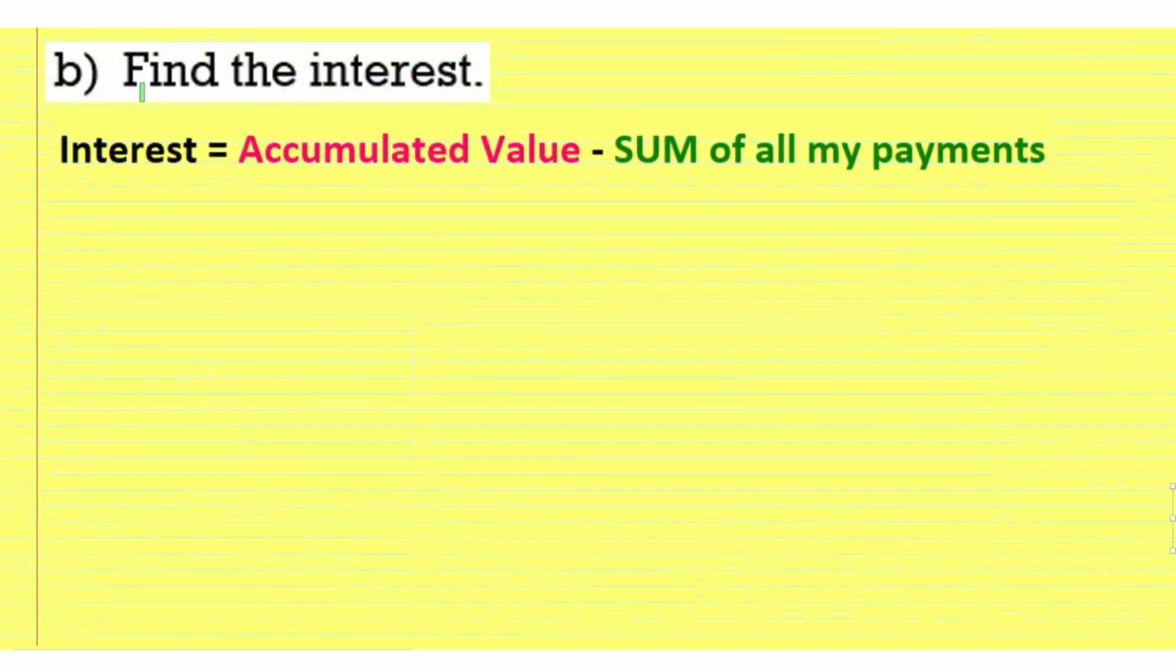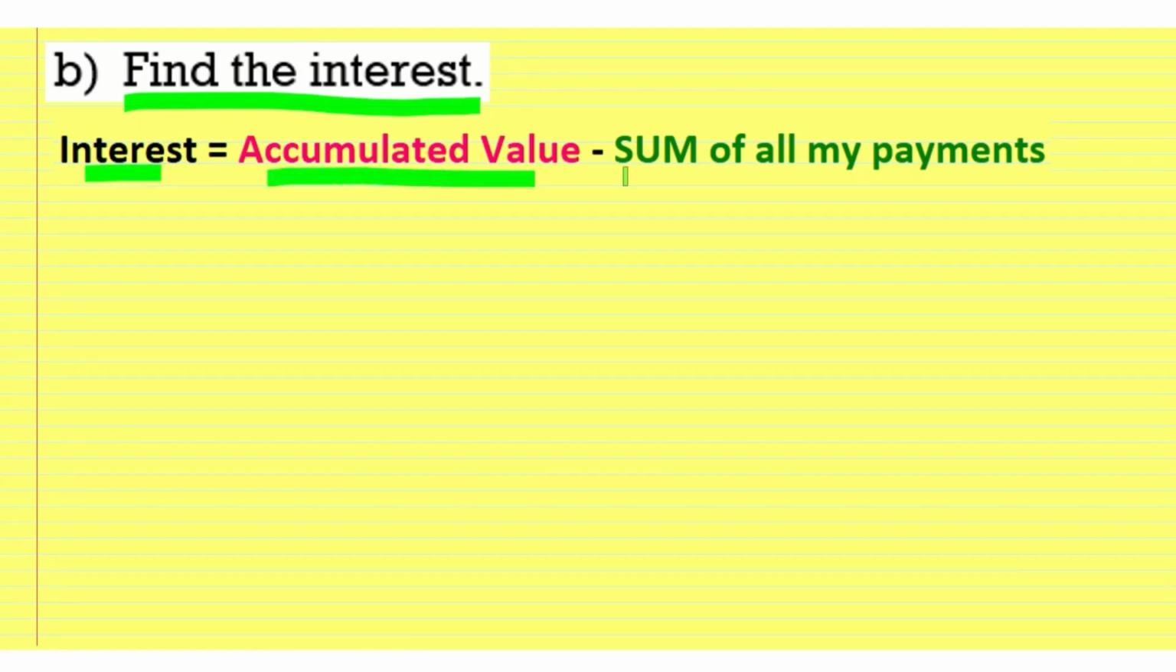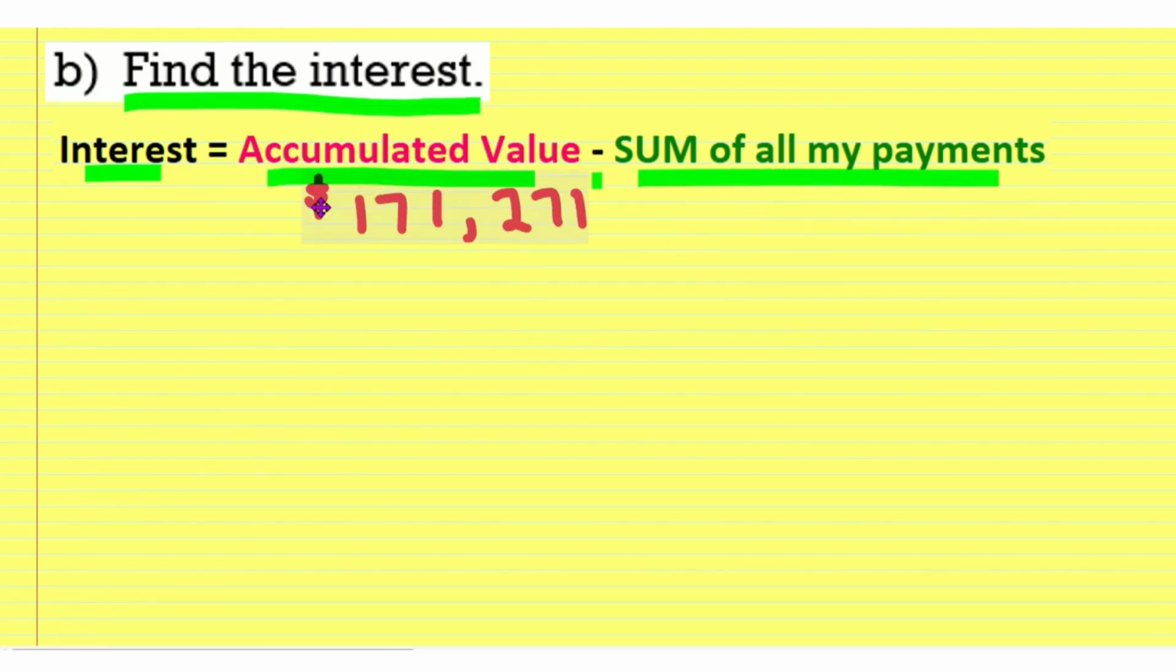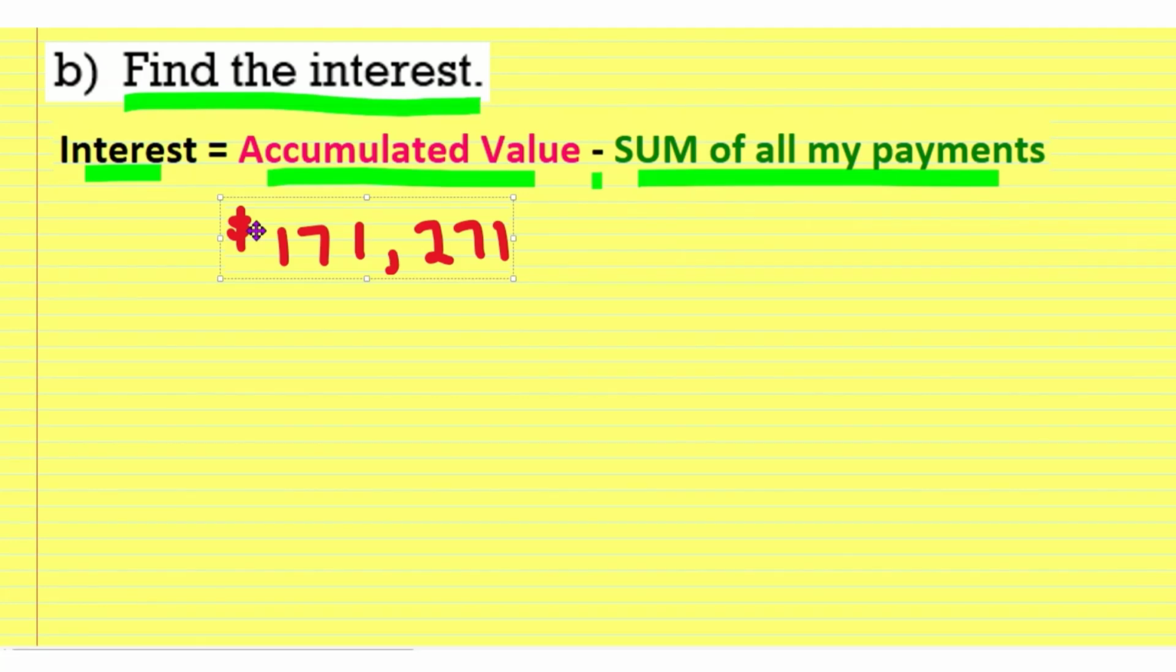Part B wants us to find the interest on our IRA. So again, we look back to the formula for that. The interest is equal to the accumulated value minus the sum of all my payments. We determined in Part A that the accumulated value of our IRA was 171,271. So we are going to have to calculate the sum of all my payments.